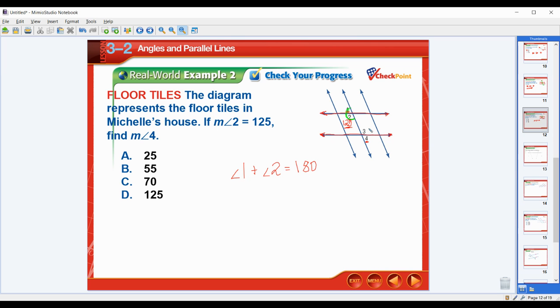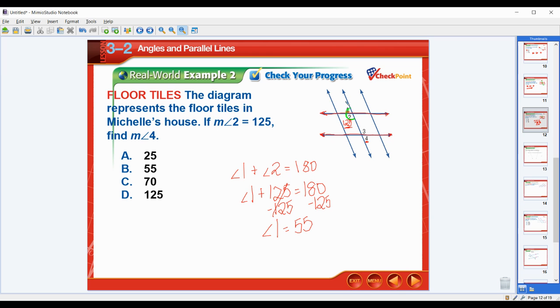Okay. So if we want to solve this for angle 1, we'll plug in what we know angle 2 is. So angle 1 plus 125 is equal to 180. And we will subtract 125 from both sides. I promise I'm not writing this poorly. So we're going to get here that angle 1 is 55.